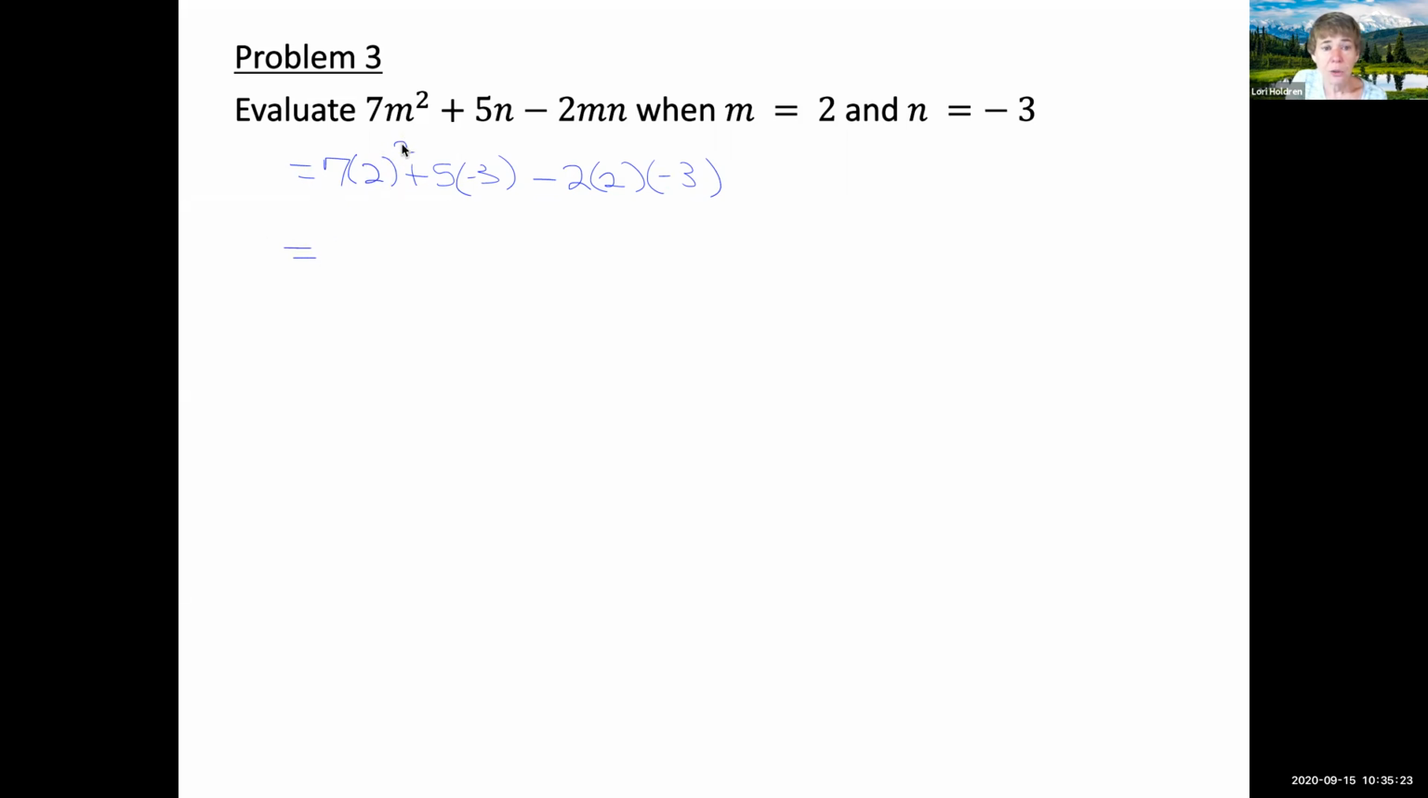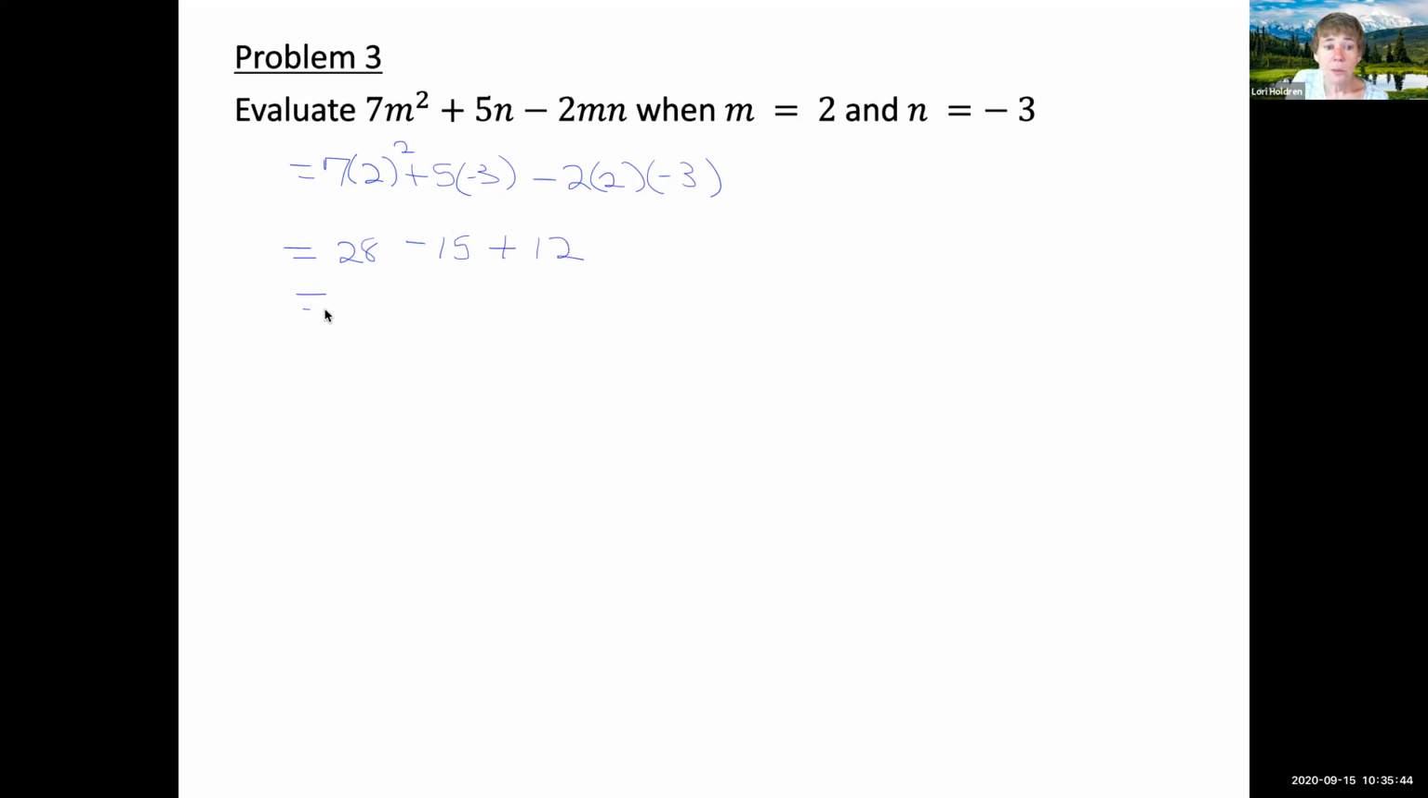So here I see 2 squared, which would be 4. 4 times 7 would be 28. All the rest of it is just multiplications. 5 times negative 3 would be a minus 15. Negative 2 times 2 is negative 4 times negative 3 would be positive 12.